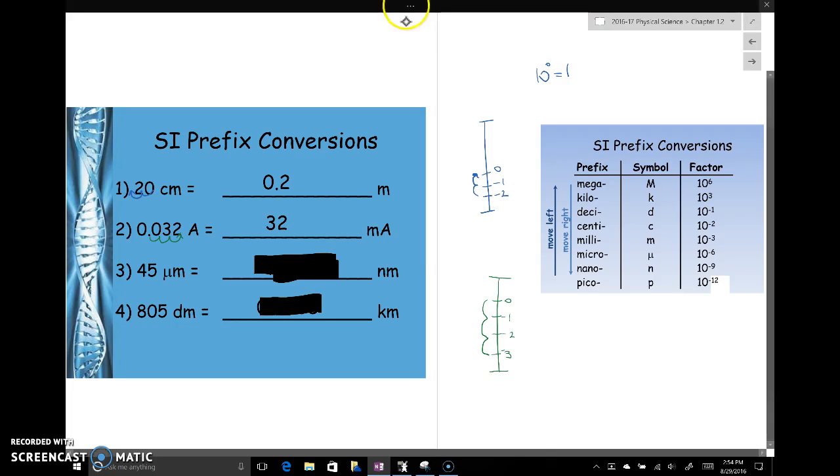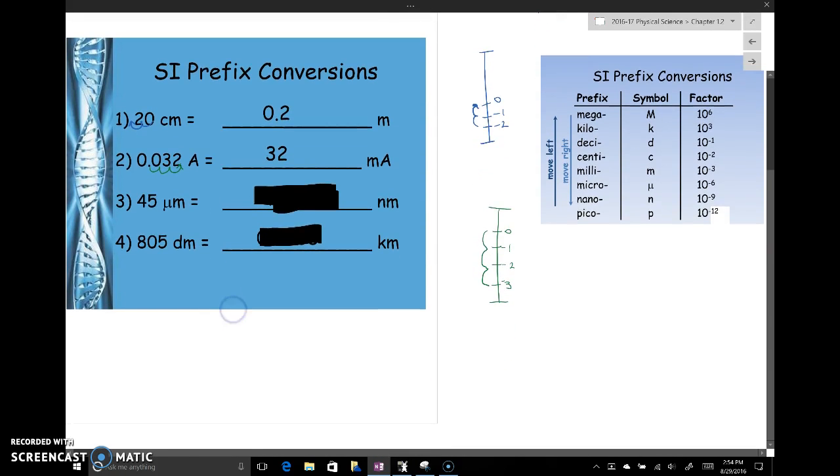Okay, we'll try the next one. You guys pause the video, try the next one out. Okay, so we're going to go from micro to nano. So here's micro, nano. Now, just because they're next to each other doesn't mean we're moving 1 decimal place. Look at it, they're 3 apart from each other.